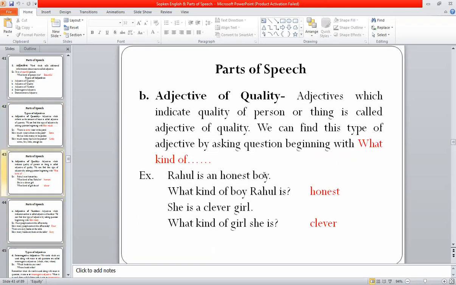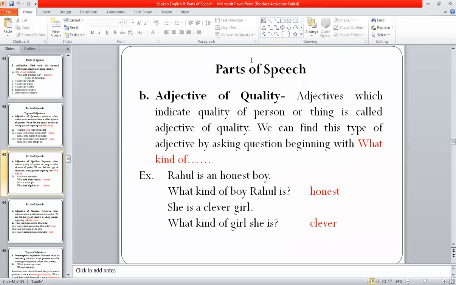Then let's move towards the next type, adjective of quality. So adjective of quality will show the quality of that person or thing. What type of quality that person or thing is having, it will inform about that, or it will give more information about that.